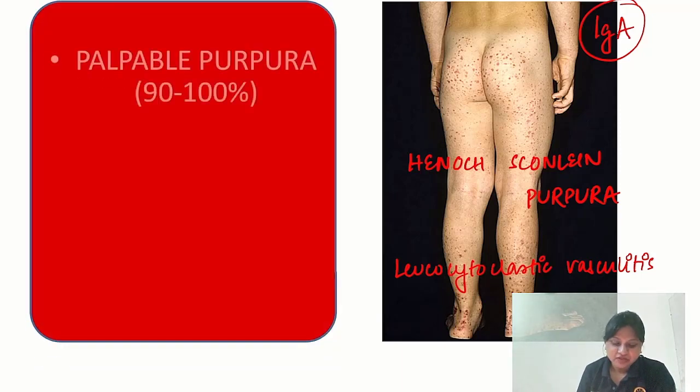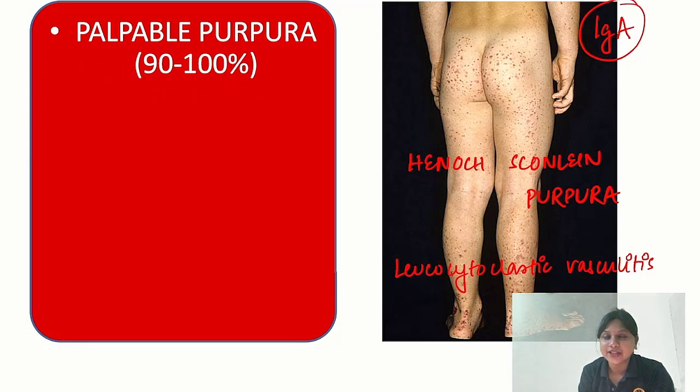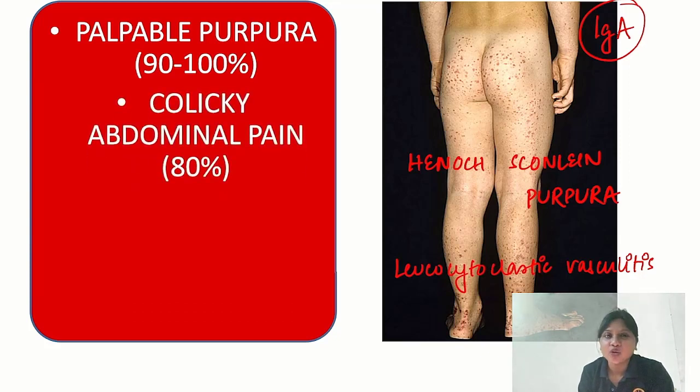So first is palpable purpura that you get in 90 to 100% cases. I told you skin involvement is the most important. Next, we get the colicky abdominal pain. So, melena, that is the blood in stool.